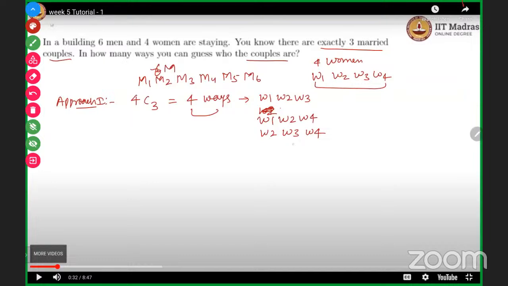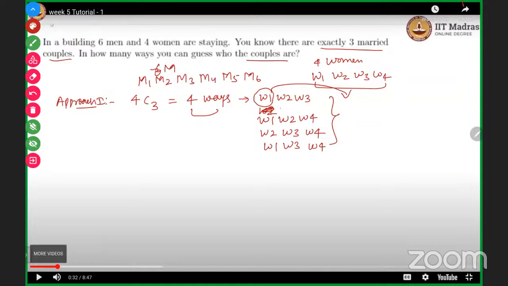Okay, and the other one is what is left? Understood. One case I think I left, right? W1, W3, W4, correct? So these are the four possible groups of women. Yes or no? Correct? These are the four ways in which three women can get married. Okay. Now we have to think: for this first woman, what are the possible ways?